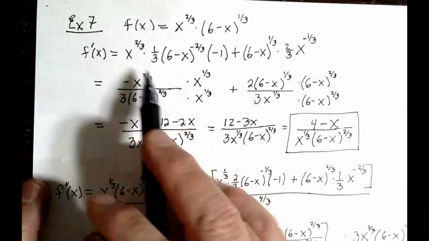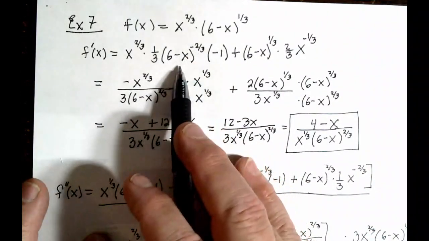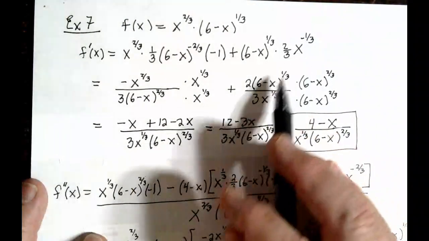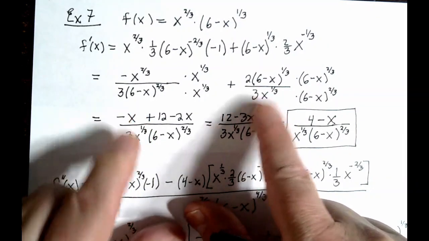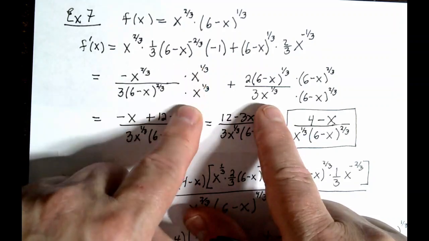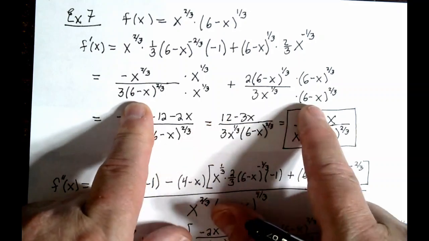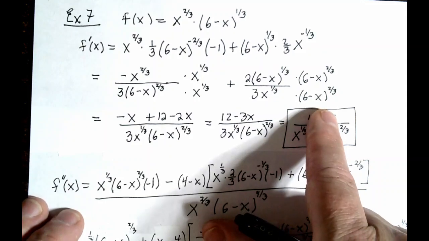Now I recommend you write it in fraction form, moving things that have a negative exponent and combining things that you can. And when you do that, you get these two guys here. And when you look at these two, they both have a 3. This one has an x to the 1/3, and that one doesn't, so multiply top and bottom by x to the 1/3. This one has a 6 minus x to the 2/3, and this one doesn't, so you multiply top and bottom by 6 minus x to the 2/3.